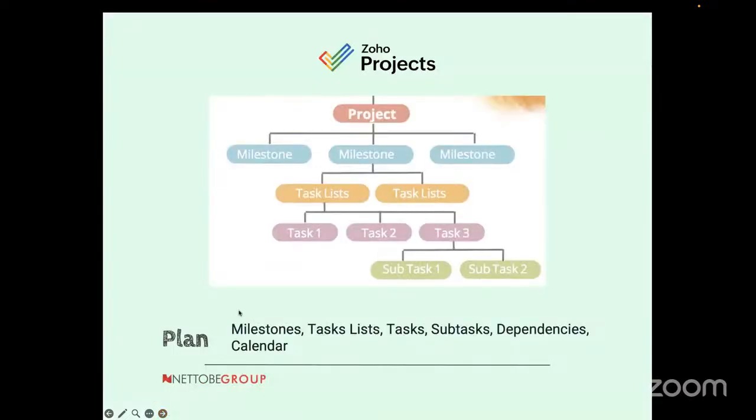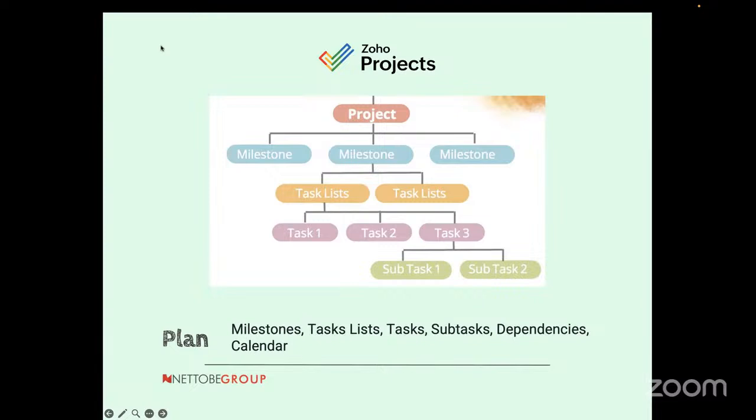So in talking about the projects, if you remember, we first talked about the fact that it's meant for predictable projects. And I said that if you are going to do it that way, you want to break it down. You want to have milestones, you want to have task lists, you now want to break down the task list to tasks, and if necessary to subtasks.